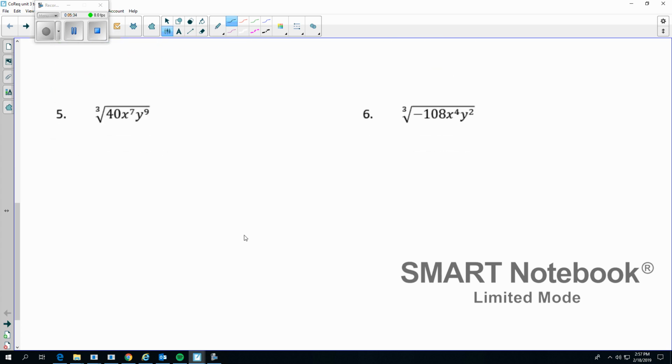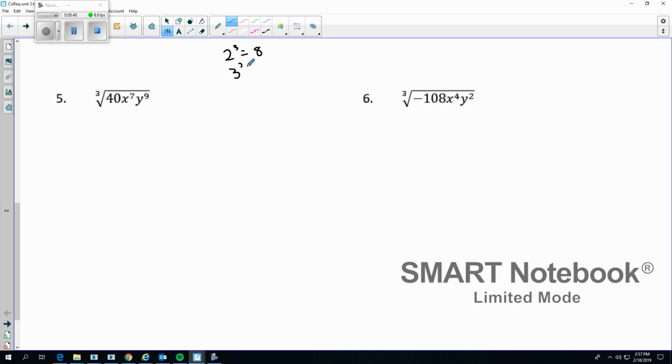Okay, so our perfect cubes are like 2 to the 3rd is 8, 3 to the 3rd is 27, 4 to the 3rd is 64. We just saw that one a second ago. 5 to the 3rd would be 125. I don't think we're going to go above that in these examples or on the exam. I don't intend on going higher than that.